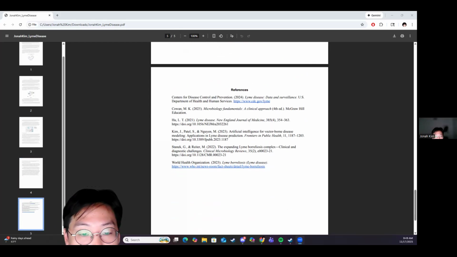In summary, Lyme disease is a preventable but serious bacterial infection. Understanding its life cycle, recognizing symptoms early, and using antibiotics promptly are key to recovery. With continued research and the help of AI, scientists are improving both diagnosis and prevention strategies.